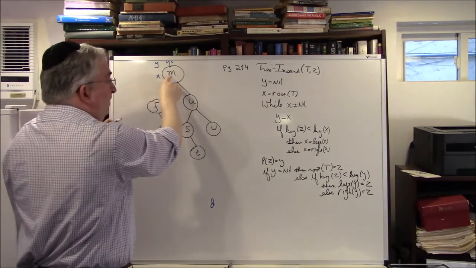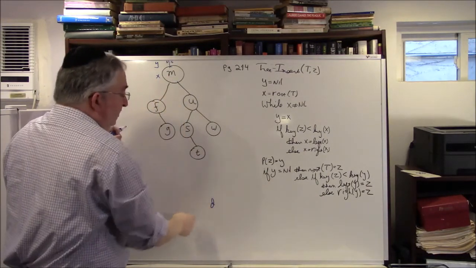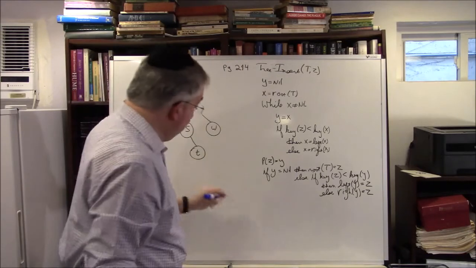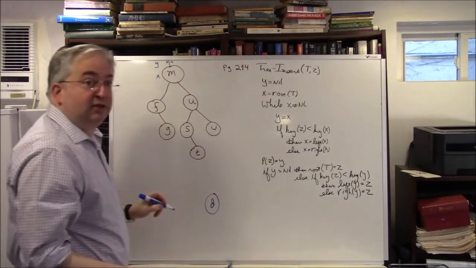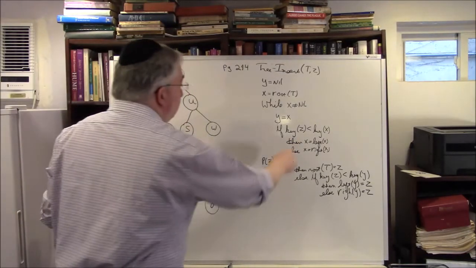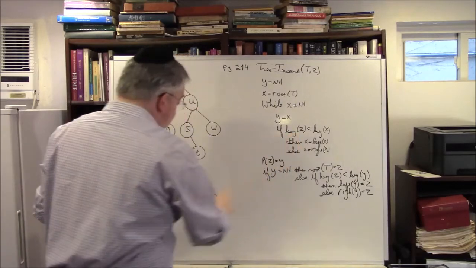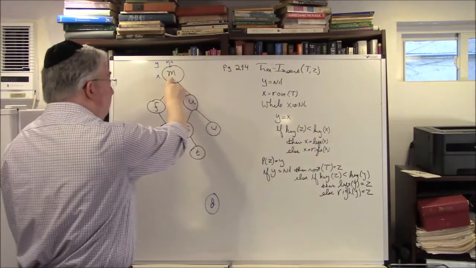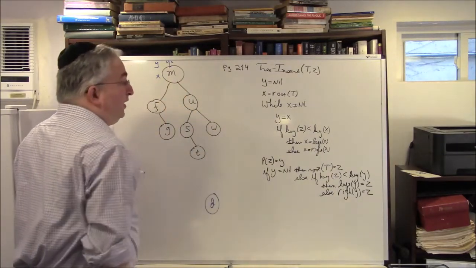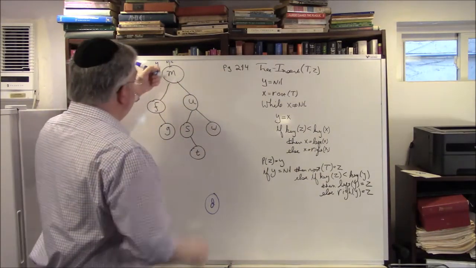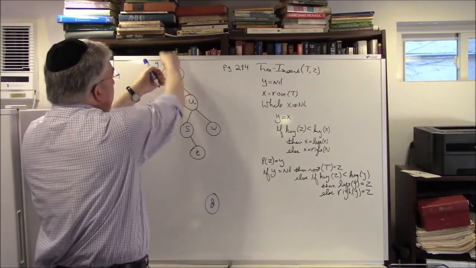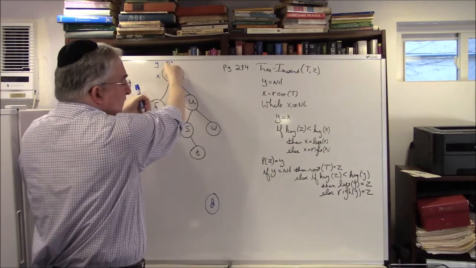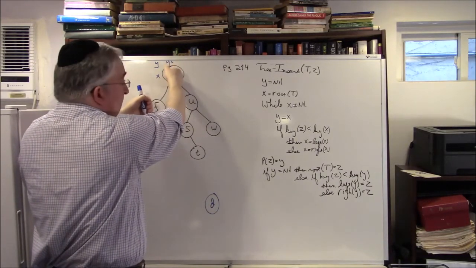Here's X, M. We want to include a node that has D as the key. So the question is, is the key of Z, that's D, less than X, M? Yes or no? If it's less, then the way we do this is, again, Y went down here, X goes here. Then X is equal to left of X. Very good.